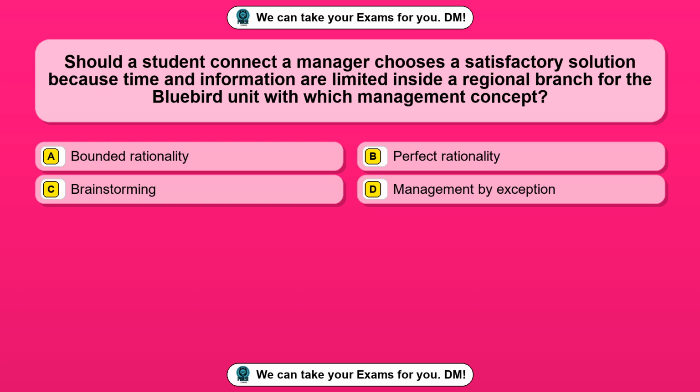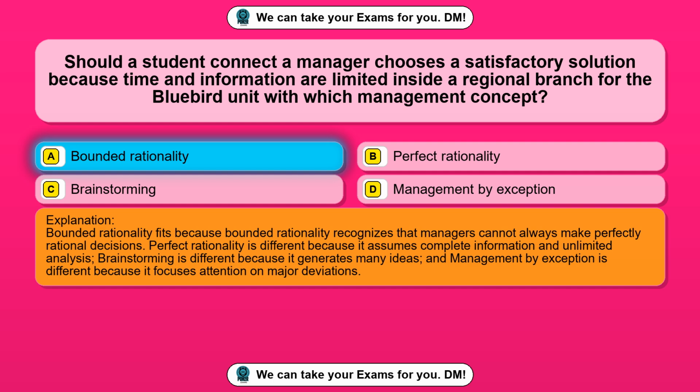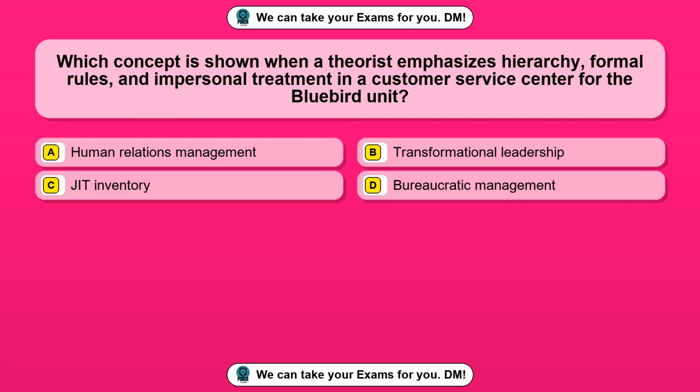Should a student connect a manager who chooses a satisfactory solution because time and information are limited inside a regional branch for the Bluebird unit with which management concept? Option A, bounded rationality. Option B, perfect rationality. Option C, brainstorming. Option D, management by exception. The correct answer is option A, bounded rationality. Bounded rationality fits because bounded rationality recognizes that managers cannot always make perfectly rational decisions. Perfect rationality is different because it assumes complete information and unlimited analysis. Brainstorming is different because it generates many ideas, and management by exception is different because it focuses attention on major deviations. Question 97.